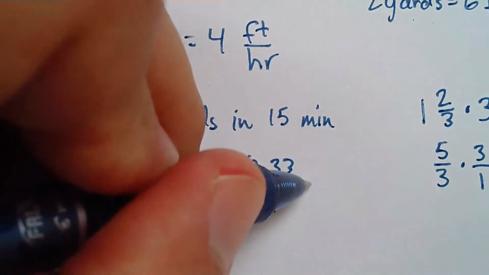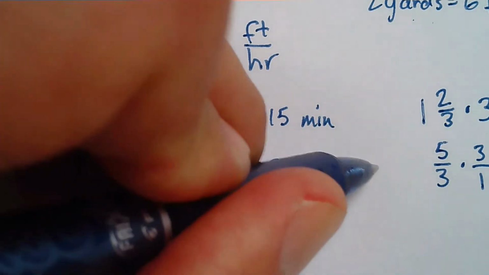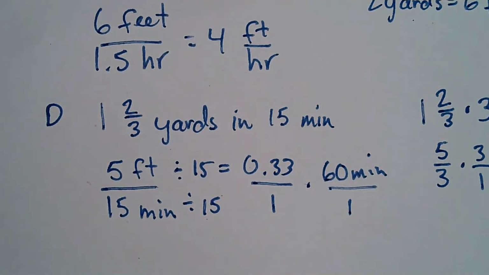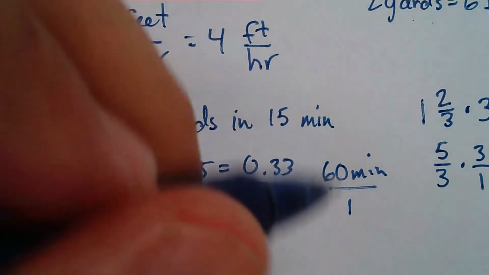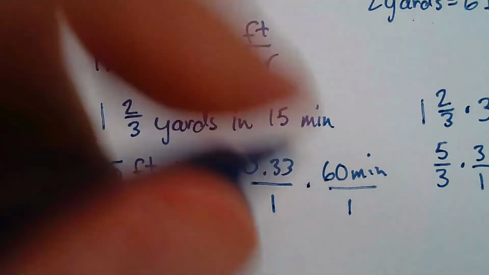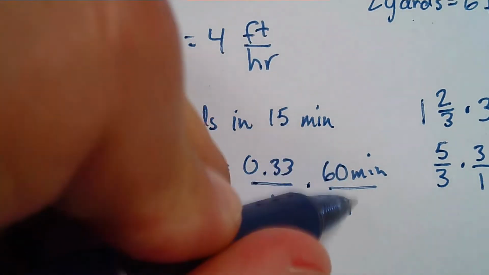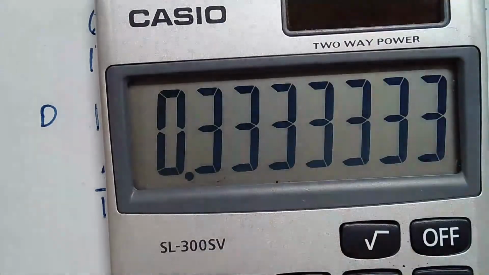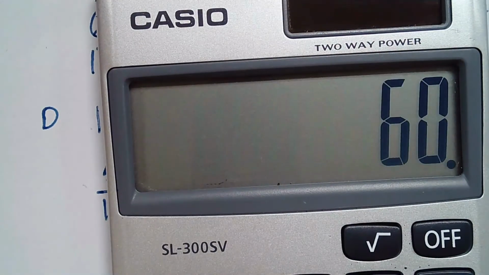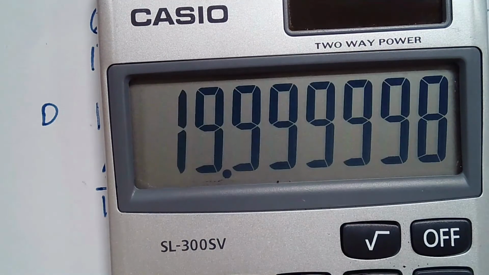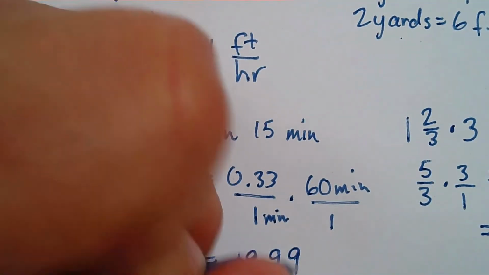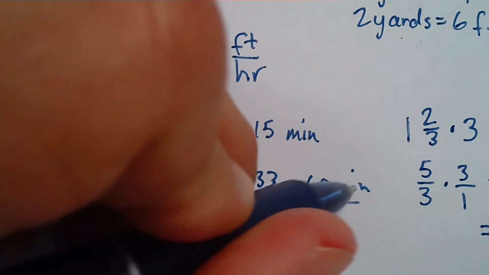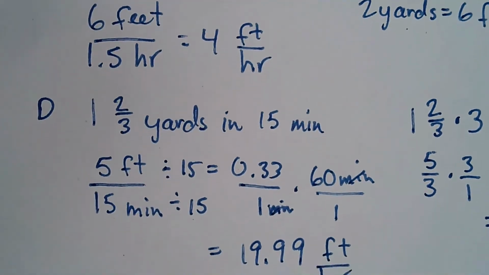So then we have to multiply this by 60 minutes over 1, right? And so it's really just 0.33 times 60, because this is 1 minute and that's for an hour. So 0.33 that I already have in here times 60 is equal to 19.99 feet per hour. And now we have this whole thing.